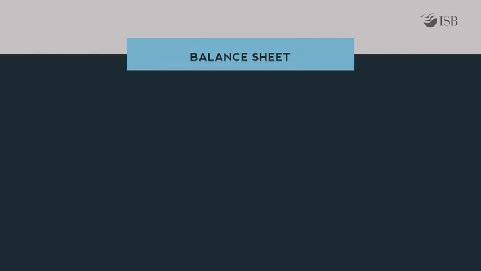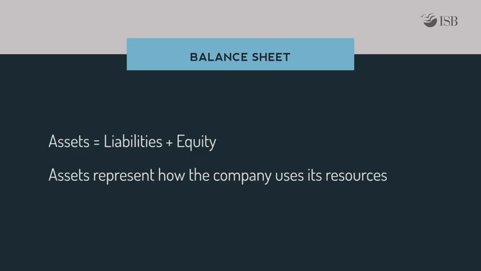The balance sheet gets its name as it has to balance out at all times. That is, assets must equal liabilities plus shareholders' equity. Assets represent how the company uses its resources, whereas liabilities and shareholders' equity represent where the company gets its resources from. These must equal each other at all times.